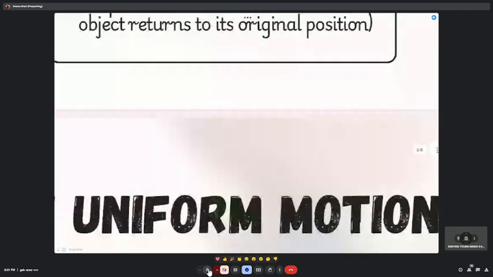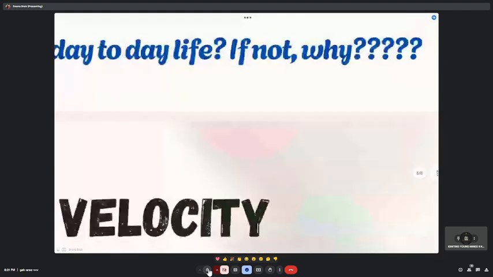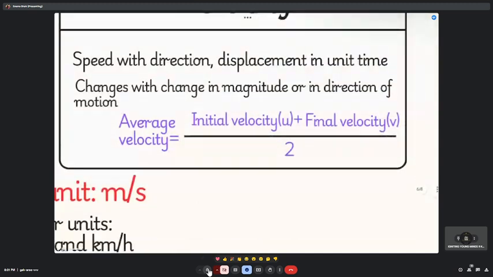We will understand the numericals also. This was just a basic example. Don't get confused with the numerical. We will understand the numerical practically.